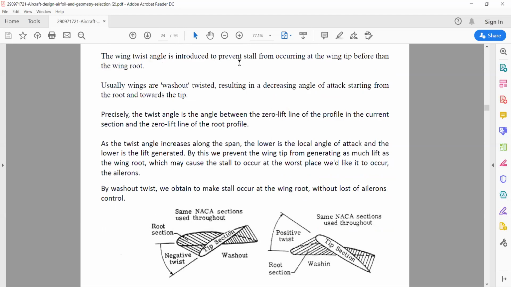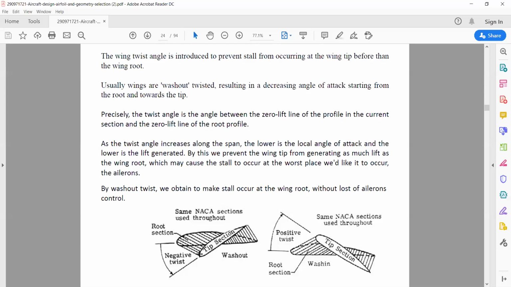The twist angle is introduced to prevent stall. Always remember, as designers, whenever you want to avoid this stall in the wings, we put in an angle called a twist angle. So the twist angle is introduced to prevent stall from occurring at the wingtip before the wing root. We have two types of twist. One is negative twist. Another one is positive twist.